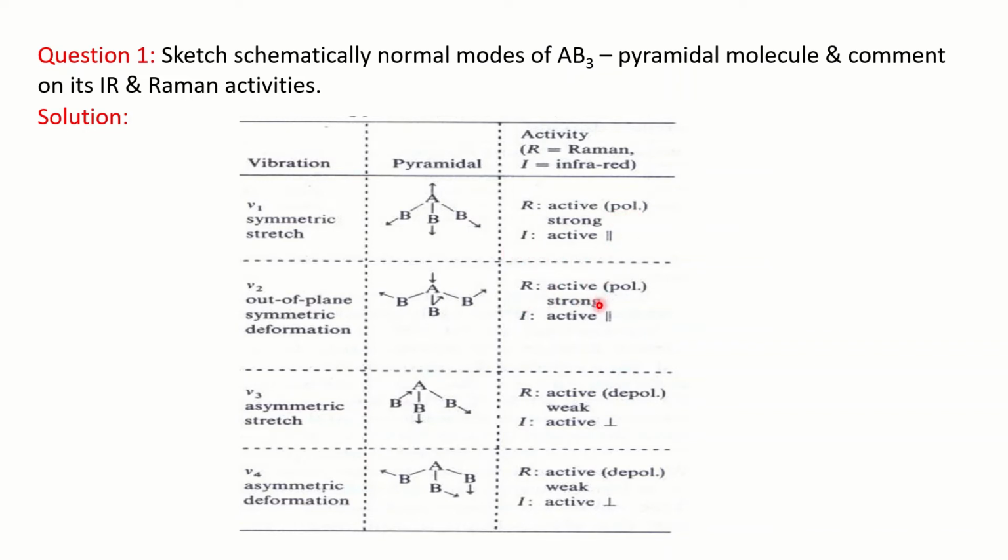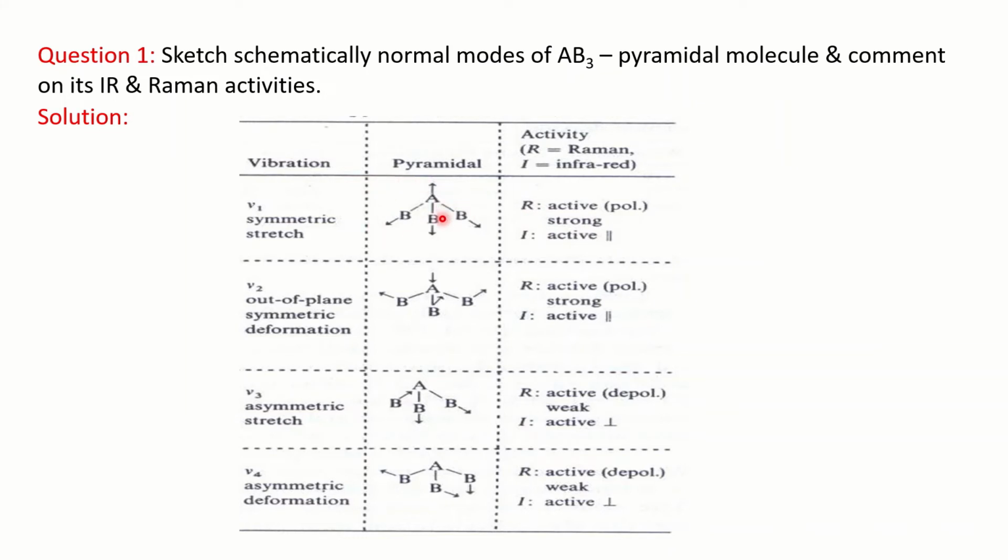Similarly, Raman polarized and IR parallel. And you can notice also that all vibrations are IR as well as Raman active. So what does the mutual exclusion principle say? That if the molecule has a center of symmetry, then some of the vibrations which are Raman active will be IR inactive, or IR active will be Raman inactive.